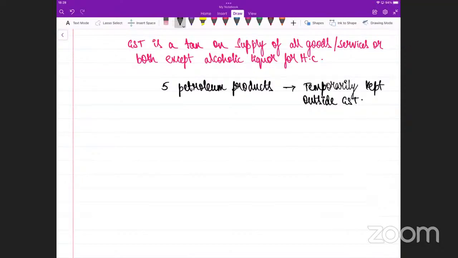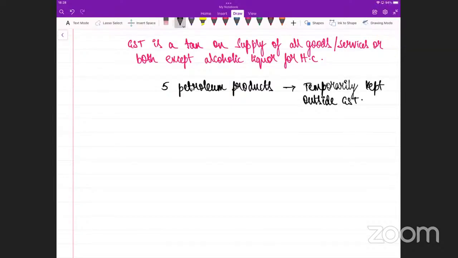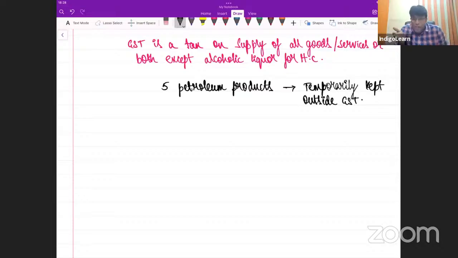Yes, thank you. So friends, GST is a tax on supply of all goods or services or both, except alcohol liquor for human consumption. And there are 5 petroleum products which have been temporarily kept outside GST: petroleum crude, high-speed diesel, motor spirit, natural gas, and aviation turbine fuel. At any given point of time in the future, they might come into GST. Highly possible. Are we clear? Very, very interesting and important concepts.